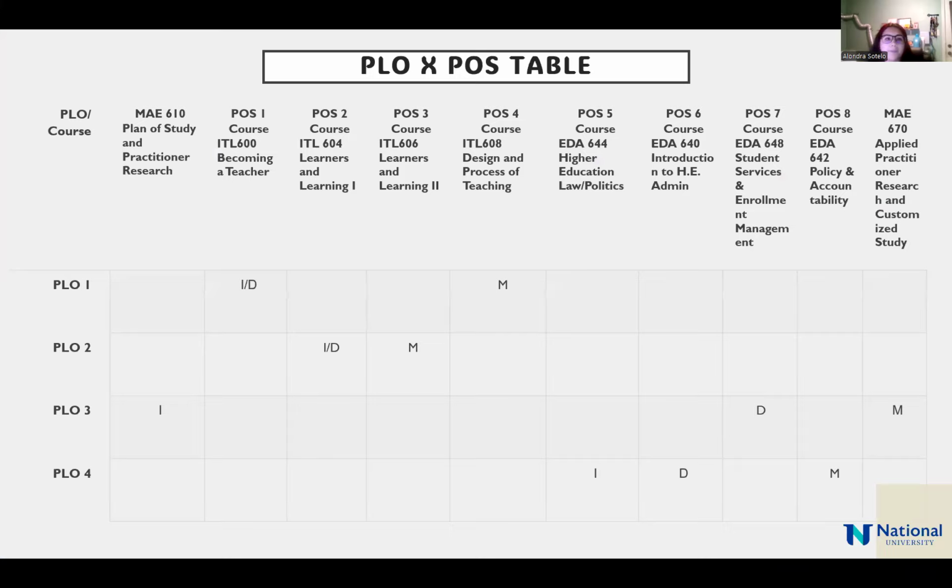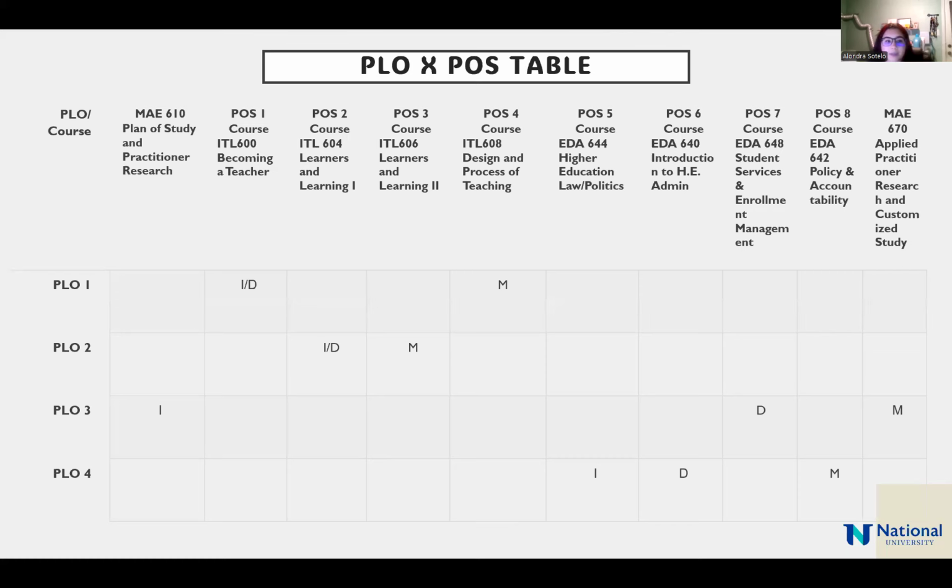Beginning with my program learning outcome and plan of study table. For the first one, the MA 610, I chose PLO 3 and the introductory level. My first plan of study 1, I chose the PLO 1. This is the introductory and developing level. POS 2, I chose PLO 2 in the introductory and developing level.